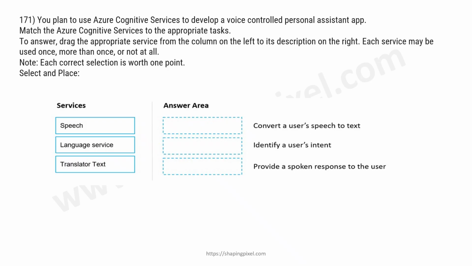You plan to use Azure Cognitive Services to develop a voice-controlled personal assistant app. Match the Azure Cognitive Services to the appropriate tasks. To answer, drag the appropriate service from the column on the left to its description on the right. Each service may be used once, more than once, or not at all. Each correct selection is worth 1 point. So the services are speech, language service, translator text. So let's see, the right options are speech, convert a user's speech to text; language service, identify a user intent; speech, provide a spoken response to the user.